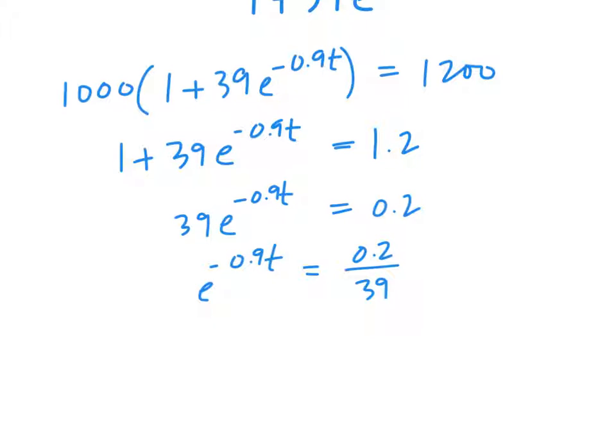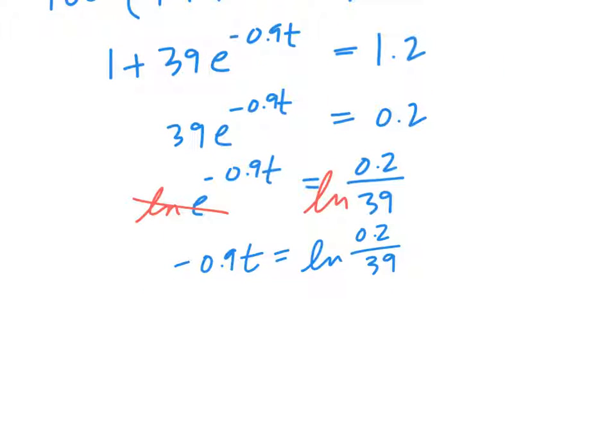Now, what you want to do is pick a log that is base e, which is ln, natural log. So if you put natural log on both sides, according to our log rules, log of the same base with the same base, they cancel. So that just totally cancels, and we just have a negative 0.9 t. Okay, the last thing is, divide by negative 0.9. So natural log of 0.2 over 39, divided by negative 0.9.